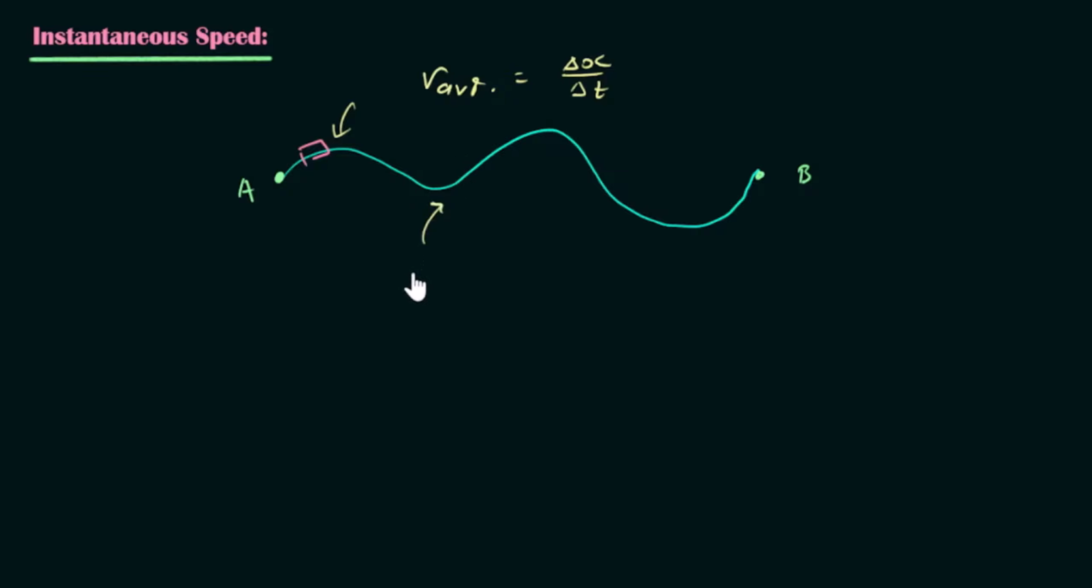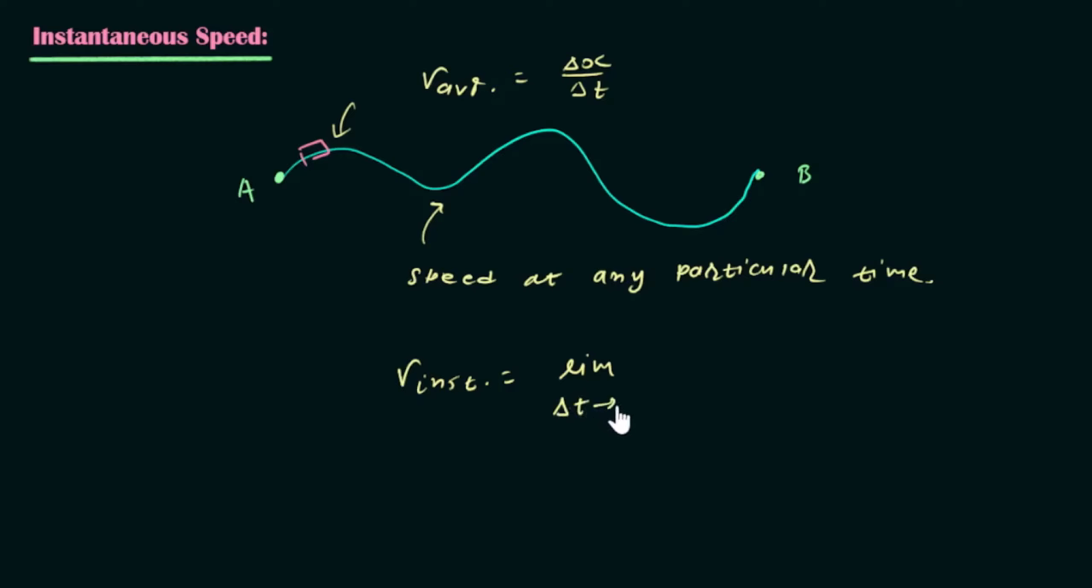Instantaneous speed is taken as the speed at any particular time. That particular speed is known as instantaneous speed. Basically v instantaneous is taken as the limit as delta t tends to 0. It means I have made the time interval extremely nearly equal to 0, but it is not 0, so I can take it as delta x by delta t. In such cases delta will be converted into dx by dt.